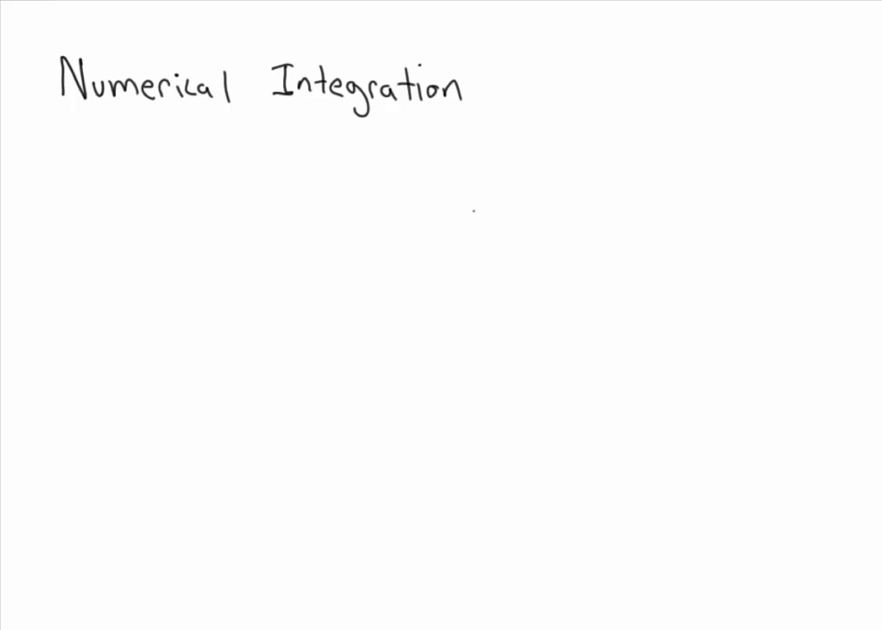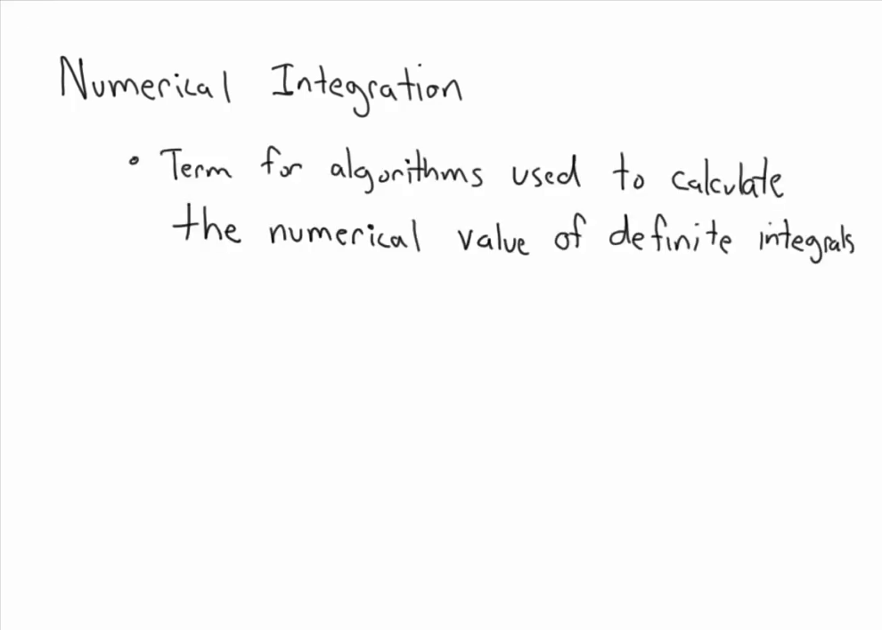Today we're going to be talking about numerical integration. Numerical integration is a term for a family of algorithms that are used to calculate the numerical value of a definite integral. It's also referred to as numerical quadrature for historical reasons. In other words, the basic problem is to compute an approximate solution to this integral, the integral from a to b of f of x dx, to some level of accuracy.